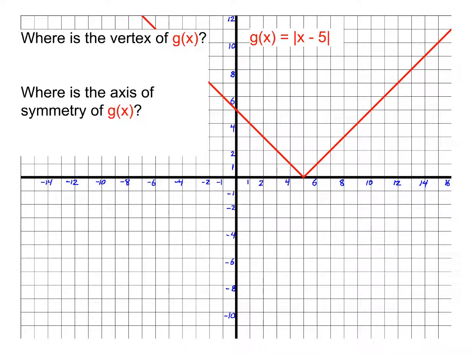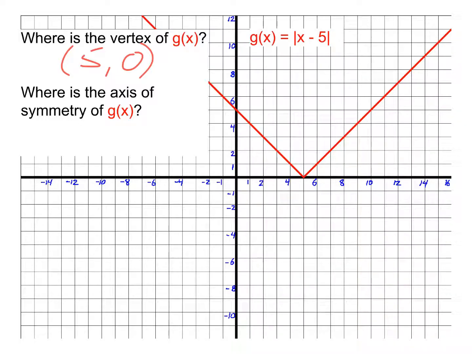All right, now knowing that, a couple of follow-up questions, just to look at a little vocabulary. Where is the vertex of g of x? Our vertex here is at (5, 0), because we go over 5 and up 0 to get to that vertex. The vertex on an absolute value graph is where the corner is. But if you wanted to generalize it to any equation, vertex just means that high or low point on the graph.